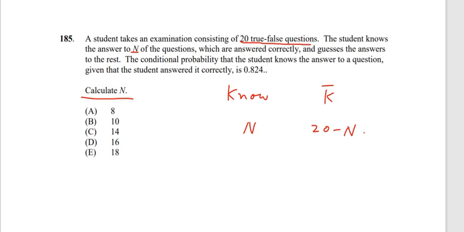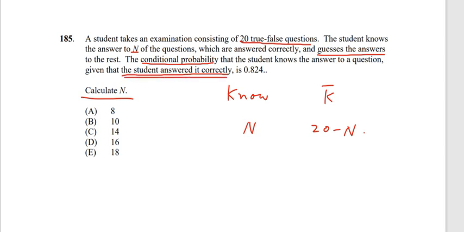Okay, so if he knows the answer, he can pick correctly. If he doesn't know, he just guesses the answer. So it's a half chance, right? So here we say conditional probability is this. So what is the condition? The condition is that he knows the answer. Answer correctly. So let's check answer correctly.